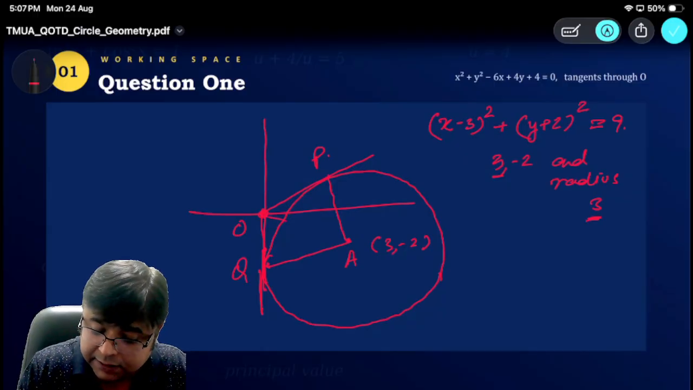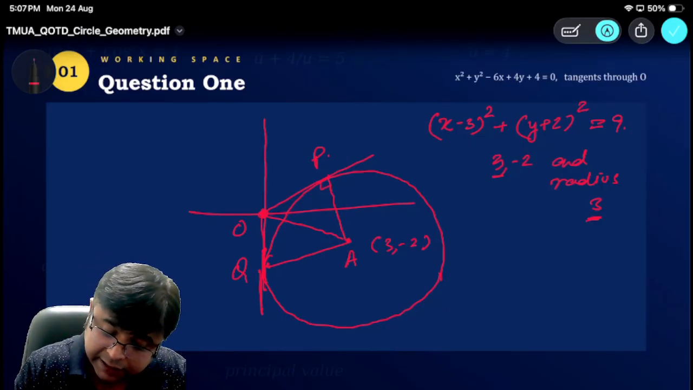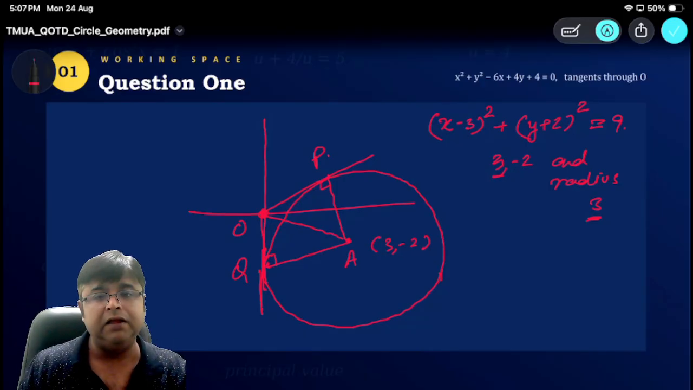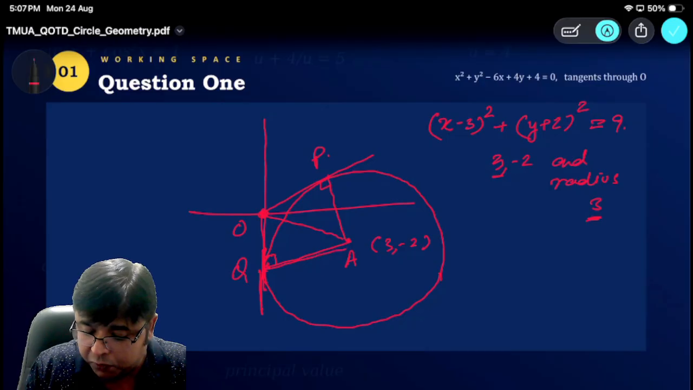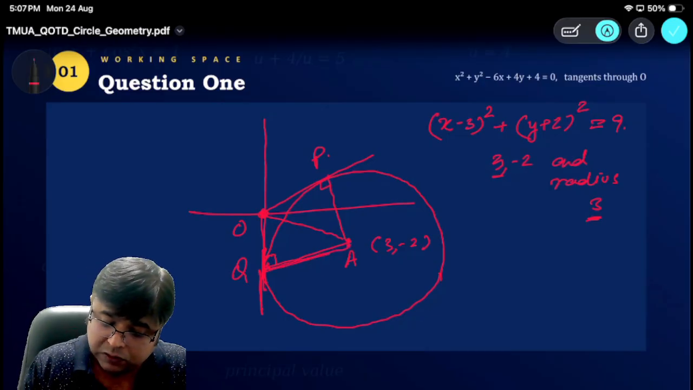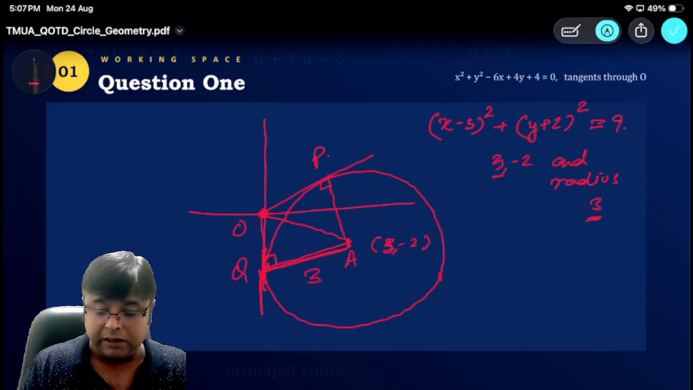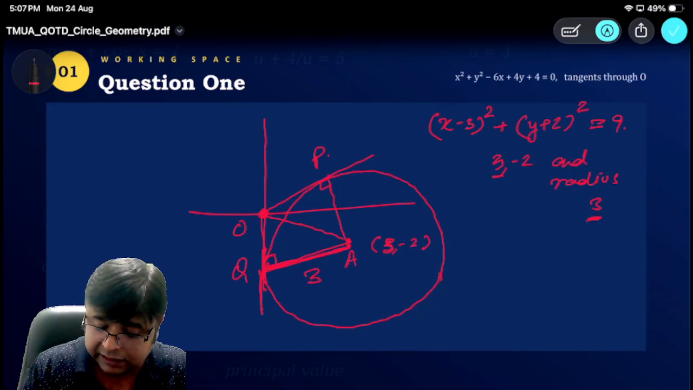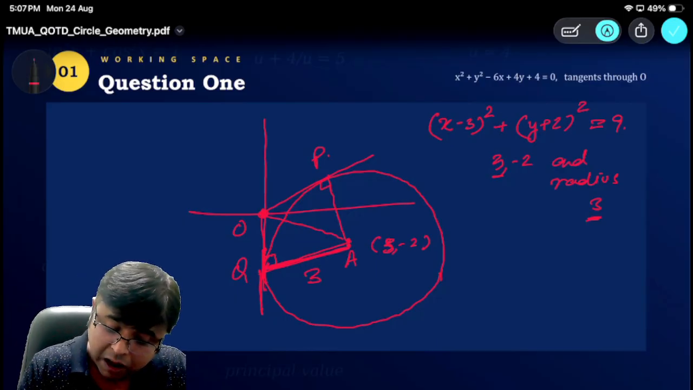Now if I join this and use the property that a radius and tangent make an angle of 90 degrees, this is 90, this is also 90. Now, what is this distance? I know this is the tangent point, this is the radius. The x coordinate is 3, so this entire distance is 3, so the radius is 3. Now, how much is this distance?